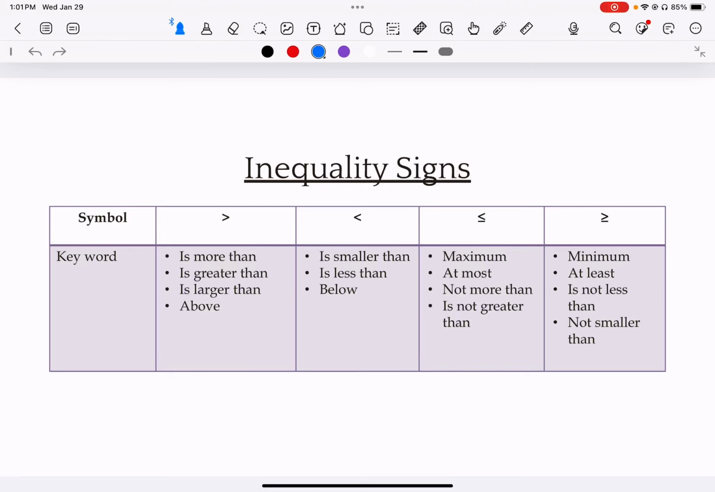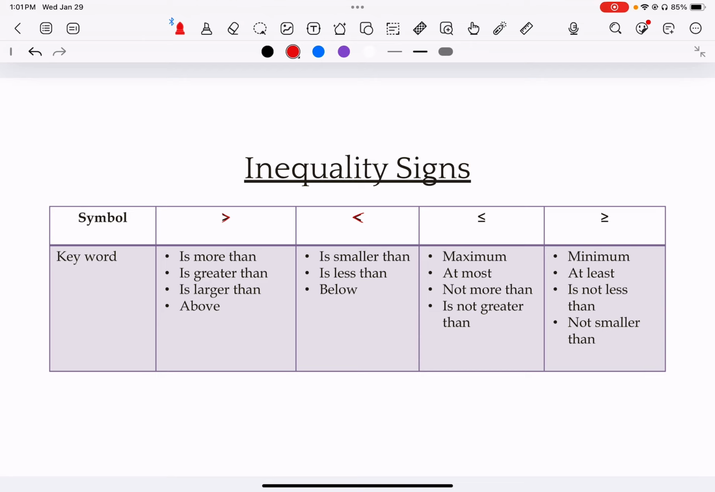This lesson is going to be on solving inequalities. When we have inequalities, there's four inequalities we could have. We have the greater than symbol, which means more than, greater than, larger than, or above. We have the less than symbol, which is smaller than, less than, or below.